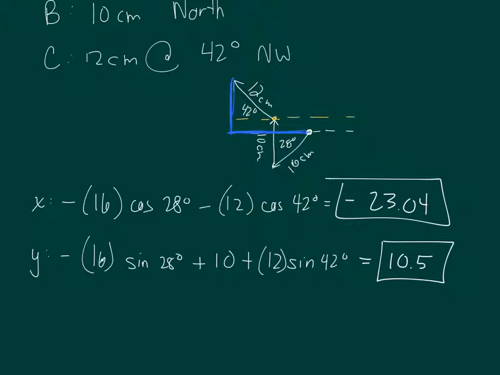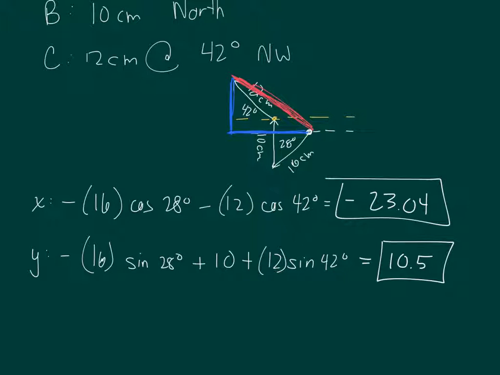There's the triangle of motion. Negative 23.04 is the base of the triangle. 10.5 is the height of the triangle. Your goal is to find the hypotenuse. Go ahead and figure out what that hypotenuse is. You should be able to do it on your own by now. You know the legs of a triangle. How do you find the hypotenuse? Use that theorem that you know.